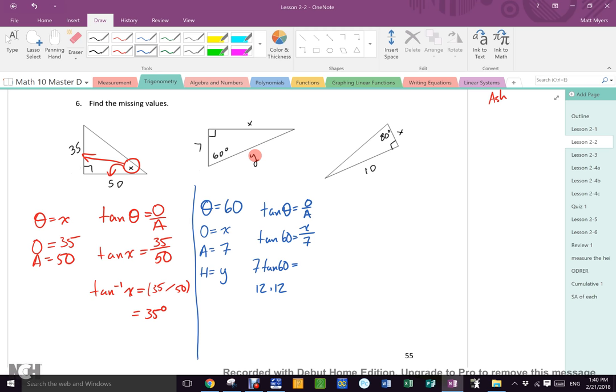All right. What was the answer? 14. I think it's 14. Excellent. And the last question. What's the angle? Theta equals 80. What do you know? Opposite is 10. Adjacent is X. If you write it out, you can't do it wrong.